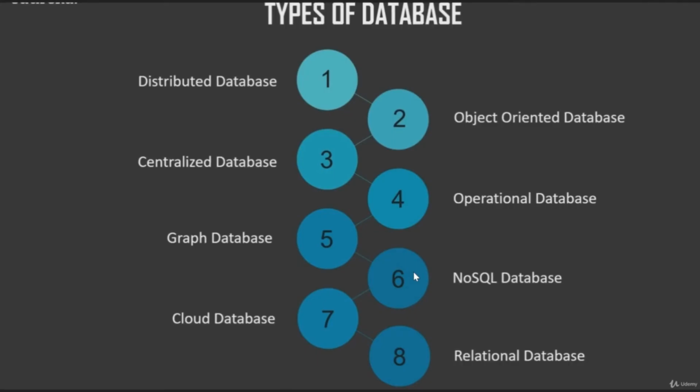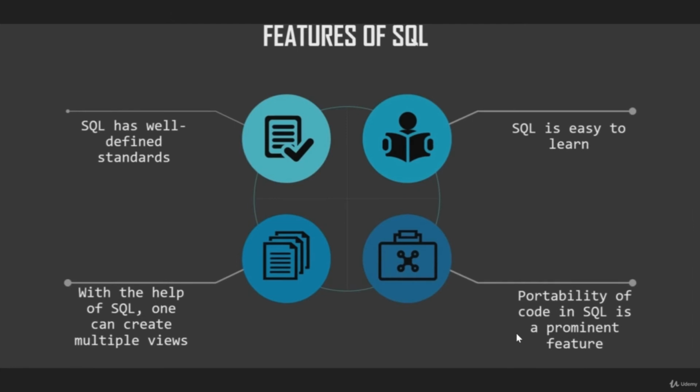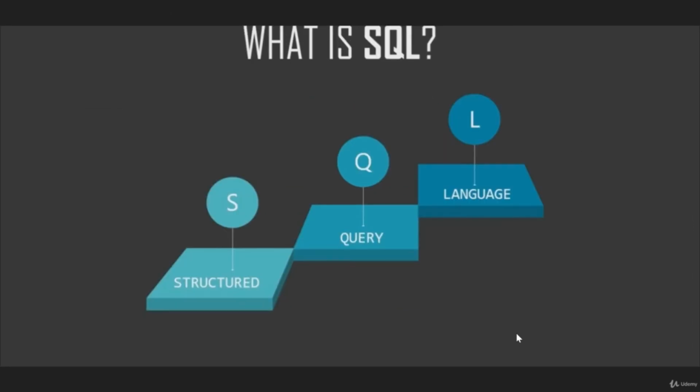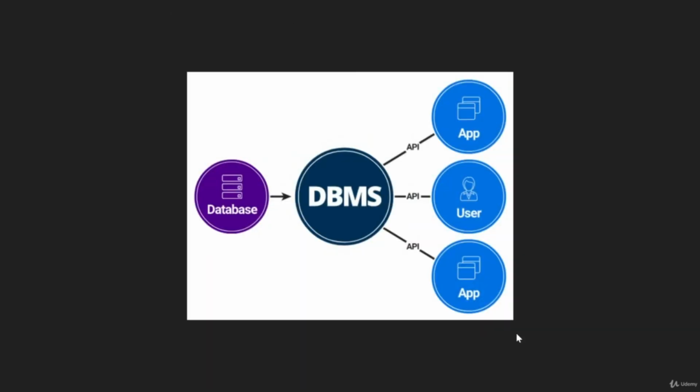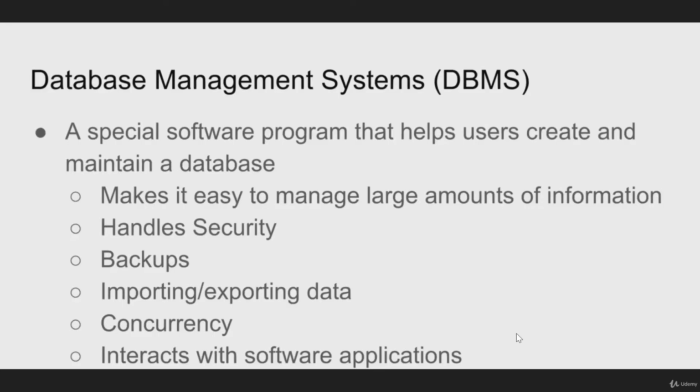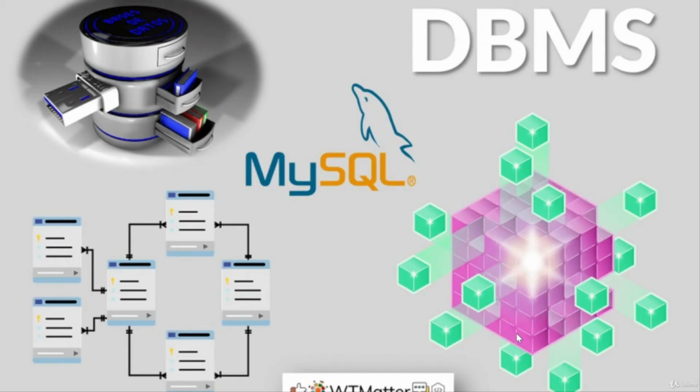I will explain the types of databases. Actually, we will see just NoSQL and relational databases. We will see the features of SQL. We will see what SQL is, and what a DBMS, or Database Management System, and an RDBMS, which stands for Relational Database Management System, are.